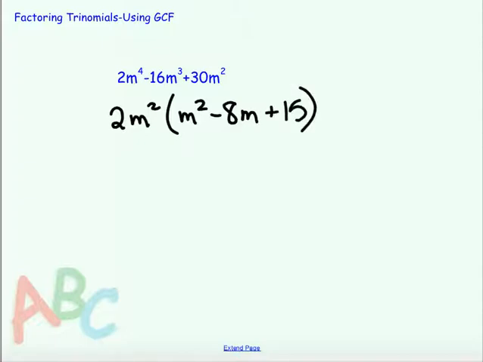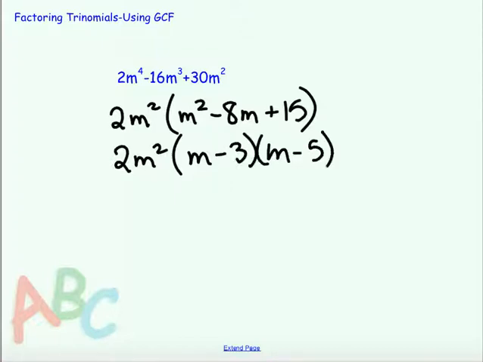Greatest common factor, greatest common monomial first, and then continue factoring. So just a couple more examples here. Factoring out a 2m squared, so that we have an m squared minus 8m plus 15. So it looks like we can factor, just like normal, a product of 15, a sum of negative 8, which means we're going to get an m minus 3 and an m minus 5.